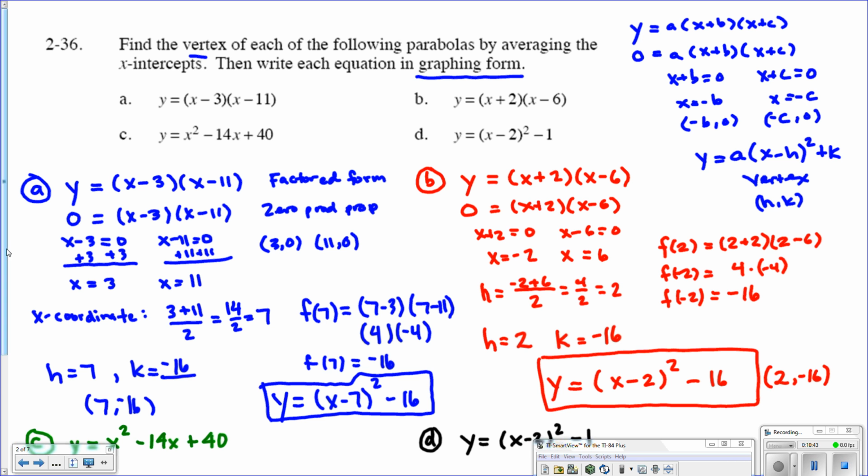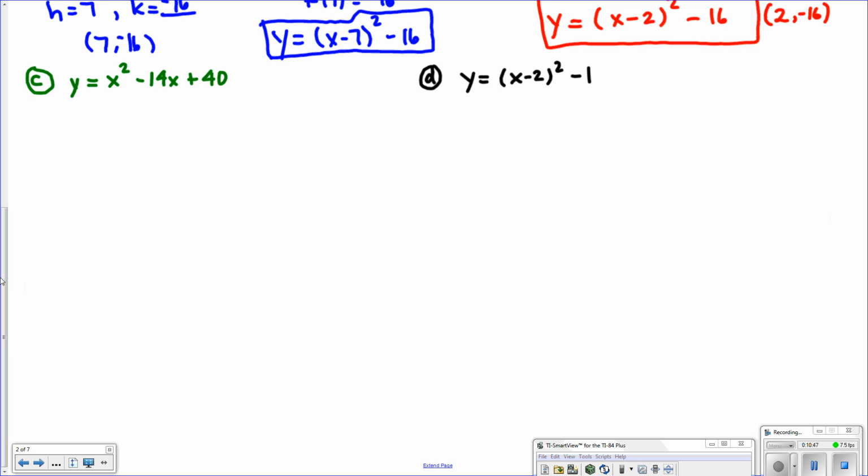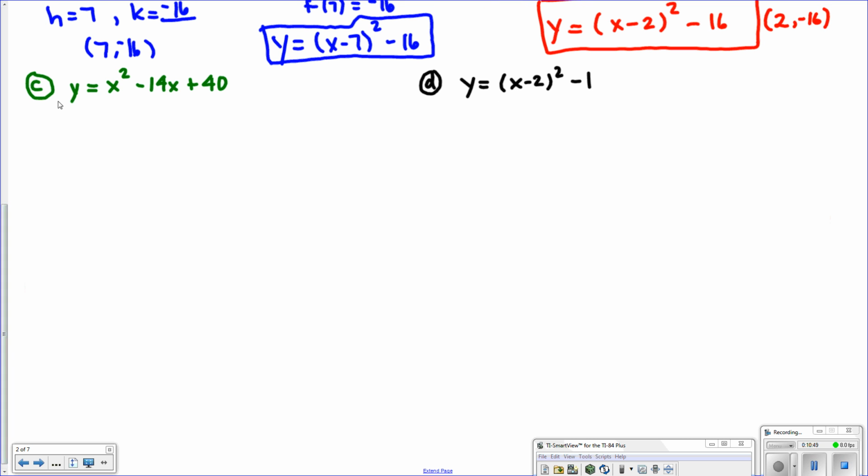Moving on to C. I don't want this one to get too long, so I've got to pick up the pace a little bit. We have y equals x squared minus 14x plus 40. This one's different because now we are in standard form to start out.